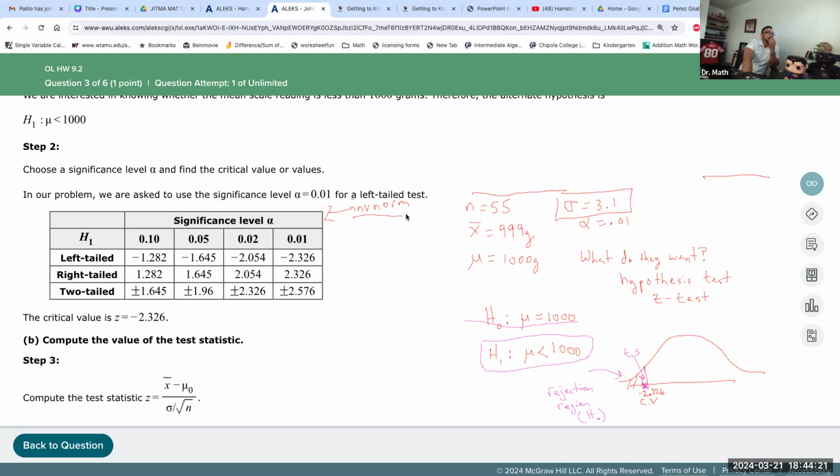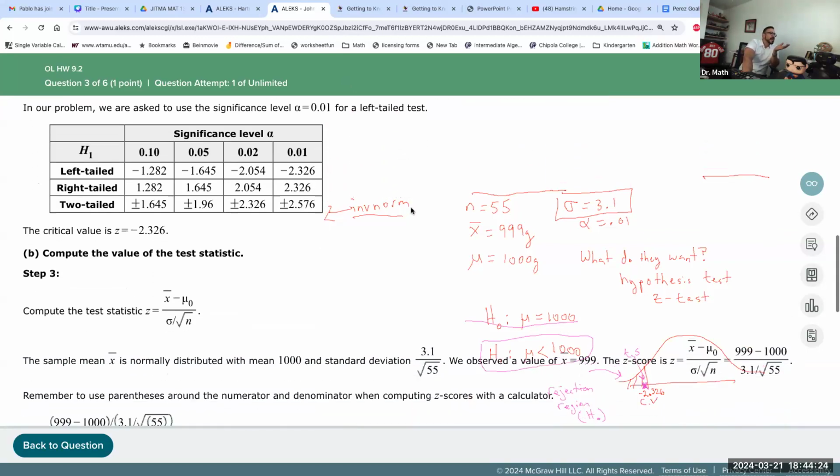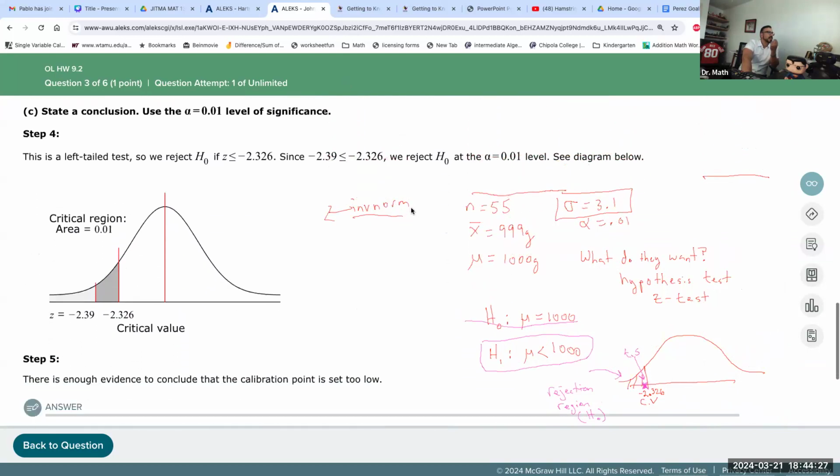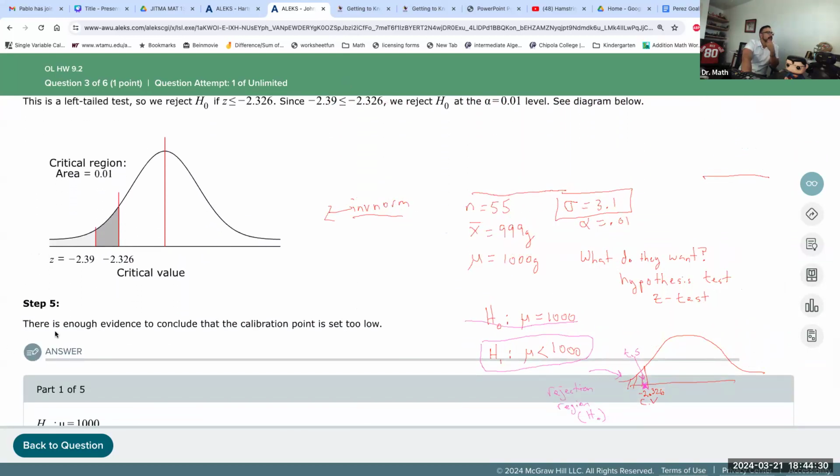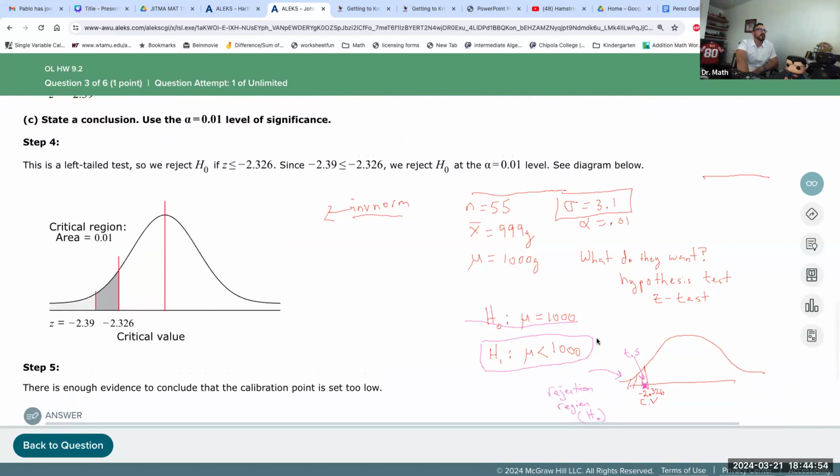All right. So for the last piece of business, I already said it out loud, but just so you could copy it: there is enough evidence to conclude that the calibration point is set too low. And that's what we said, right? So hopefully this is making much more sense than it did in class. Again, it just takes time. It takes a few times to look at it before it starts setting in. All right, let's do one where it gives us a list of values now, just so we could play with that.